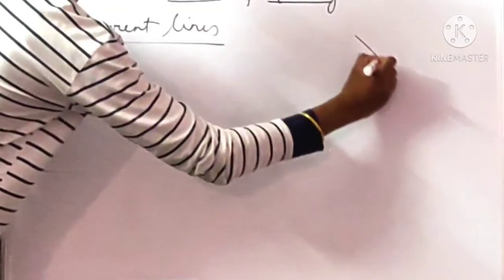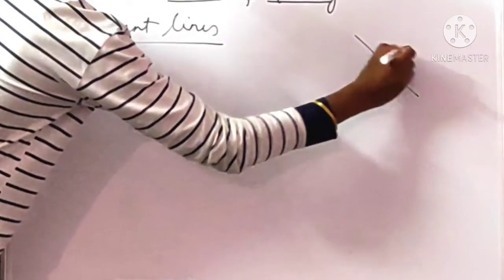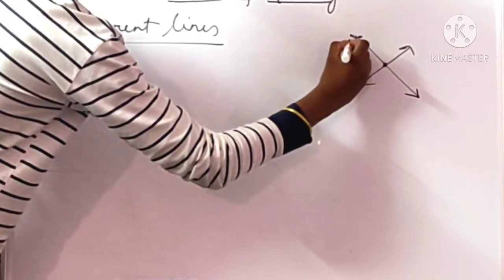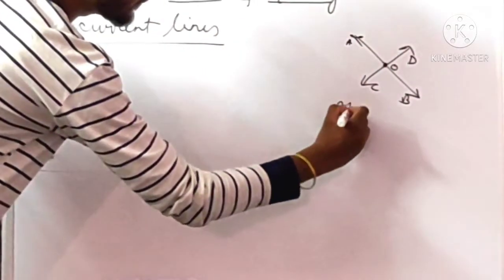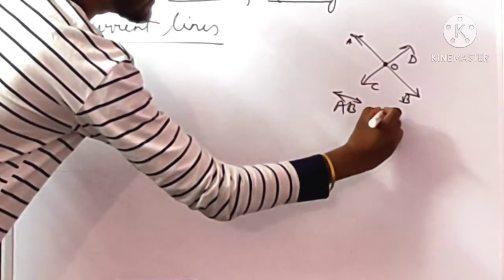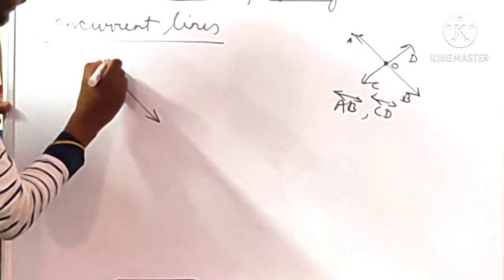It is the same as intersecting lines, but there is only one difference: in intersecting lines, there can be two lines intersecting each other. Two or more can be said as intersecting lines. Suppose AB and CD are two lines intersecting each other at point O. They will be said as intersecting lines AB and CD, but they cannot be said as concurrent lines. Why not? Because in concurrent lines there must be at least three lines. That means there can be three or more lines.